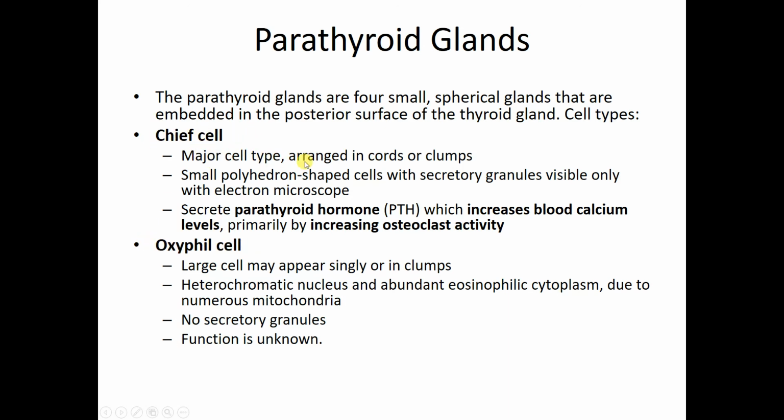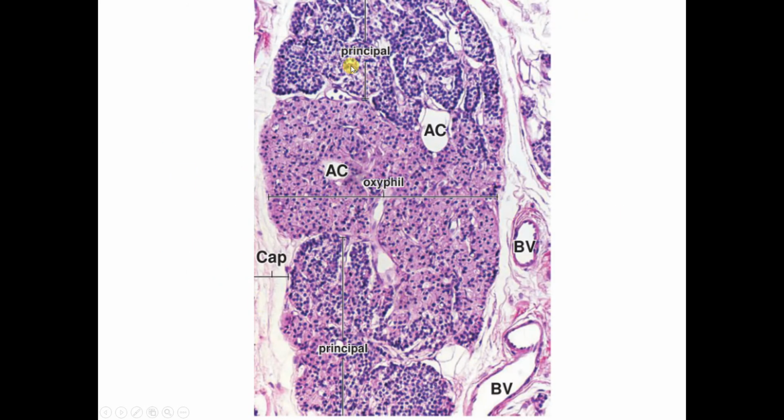Chief cells are the major cell type. They are arranged in cords or clumps. The structure is polyhedral in shape, and their main function is formation of parathyroid hormone. So that's pretty obvious: the principal cells of this gland produce parathyroid hormone.